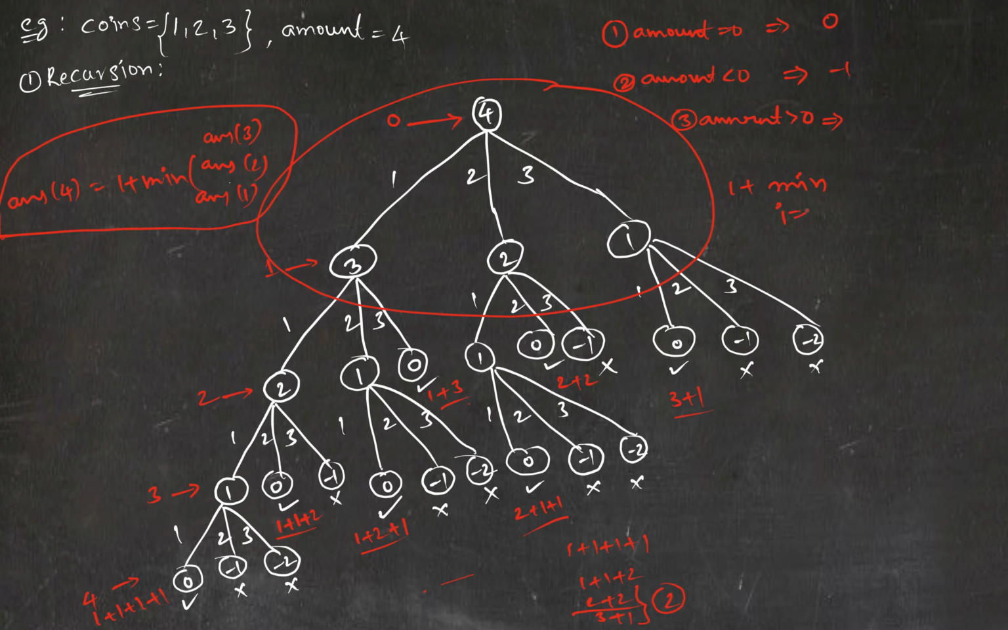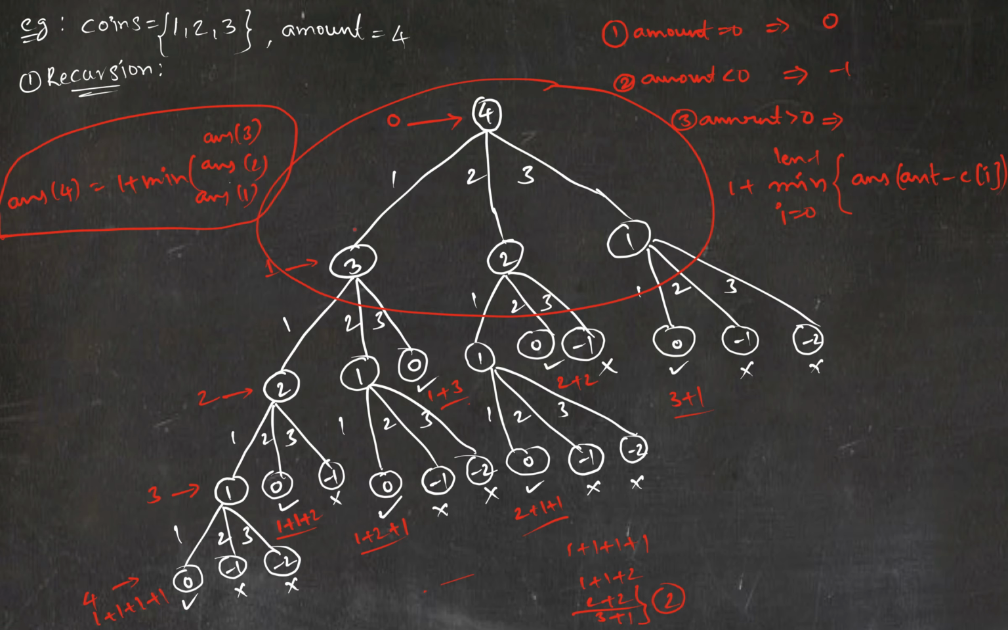So I equal to 0 to n-1, and I need to find the answer for answer of amount minus coins of I. So these are the 3 cases which we need to consider. By using these things, we can write the program.